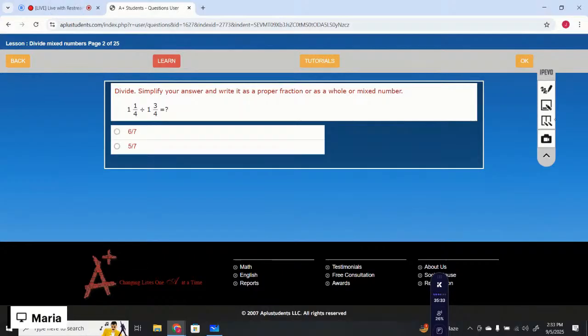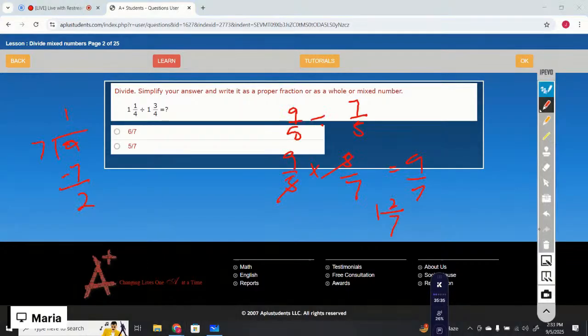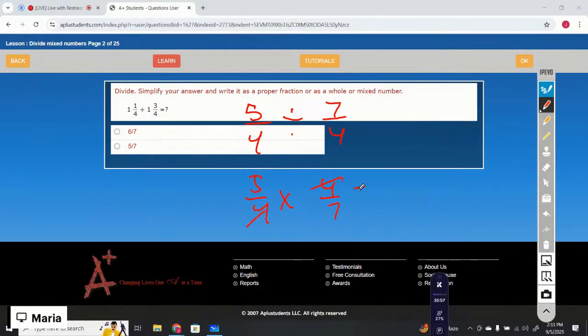Okay, the next one is 1 whole 1 by 4 divided by 1 whole 3 by 4. So 4 times 1 is 4 and 1, 5 over 4. 4 times 1 is 4 and 3, 7 over 4. Replace the division sign with multiplication and take the reciprocal of the term after. So 4 and 4 cancel out and we are left with 5 by 7. The correct option is 5 by 7.